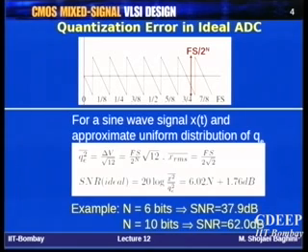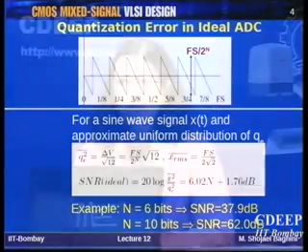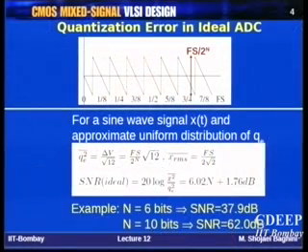So, what does it mean? It means that as you increase the number of bits, for every one increase in the number of bits, you will get 6 dB improvement in SNR. This is just an idea of how it will improve. And a 6 dB increase means the amplitude will be almost twice.